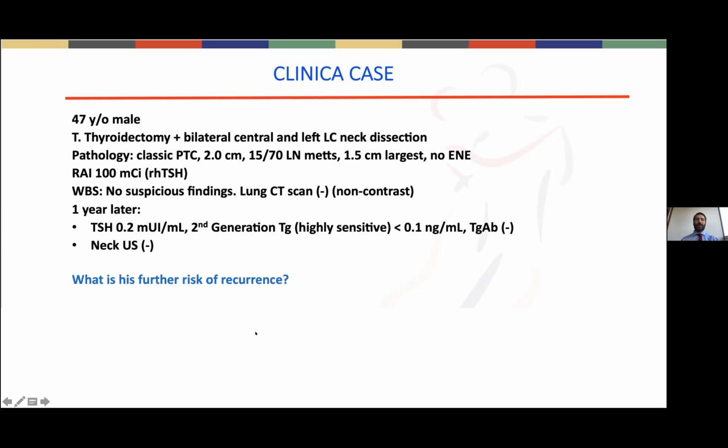So regarding the same case, what is the further risk of recurrence of this patient after this evaluation 1 year later? A, is the risk of recurrence less than 3%? B, it is between 5 to 20%. And C, is it more than 40%? So you could answer now, and we will discuss at the end of the presentation.